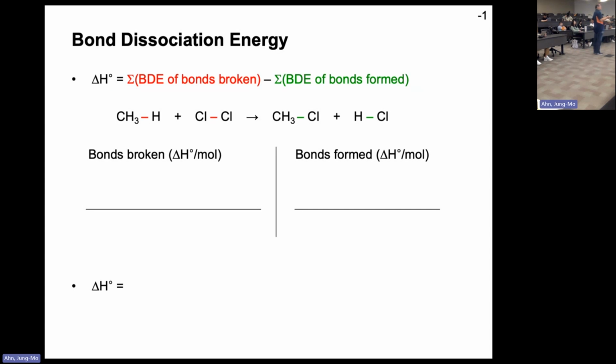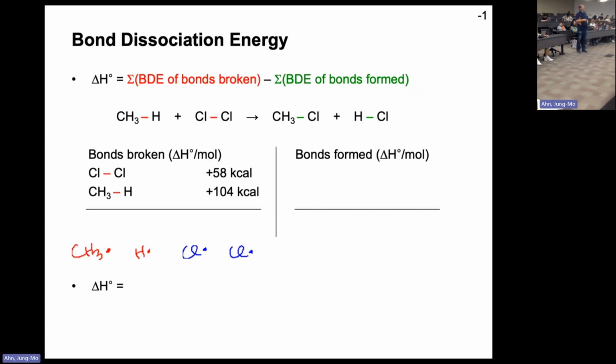We've got a carbon-hydrogen bond. We need to break it to make the carbon-chlorine bond, right? So think about what has to happen. In order to make this from that, you have to break the carbon-hydrogen bond. You also need to break the chlorine-chlorine bond, right? So we need to break two bonds. To break the chlorine-chlorine bond, you have to provide 58 kilocalories, which people have already measured. To break the carbon-hydrogen bond, you have to provide much bigger energy, but that has been measured already.